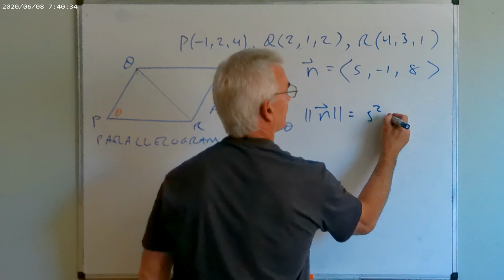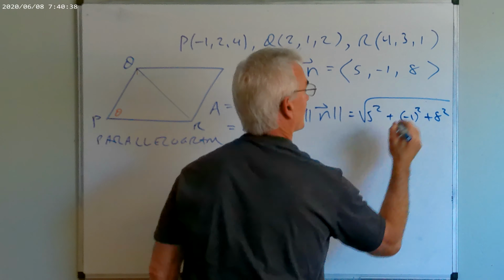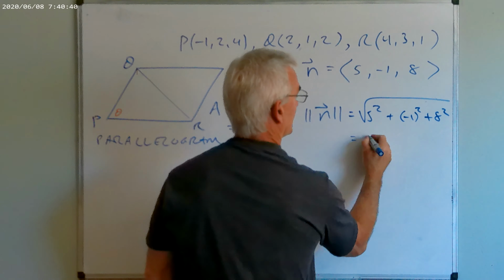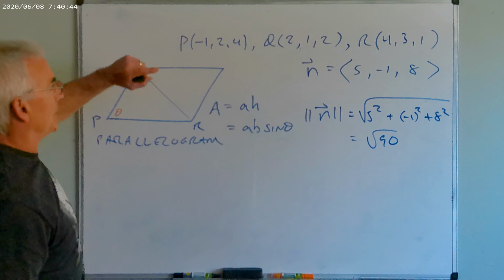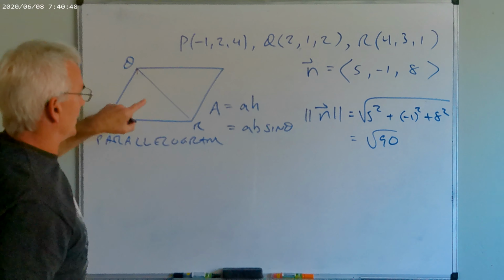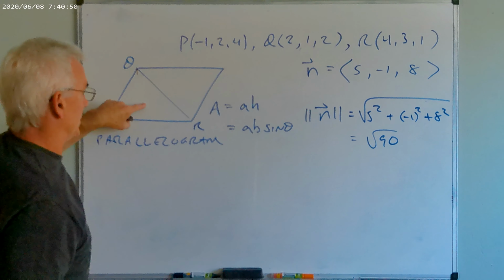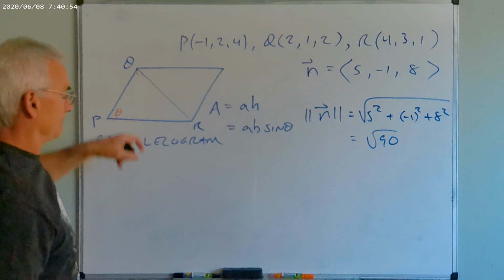Well, this would be 5 squared, negative 1 squared, 8 squared under the root, which would be root 90. Root 90 would be the area of the parallelogram determined by these 3. If I said, what's the area of the triangle determined by these 3, we would just take half of this quantity. It's a nice little added bonus.